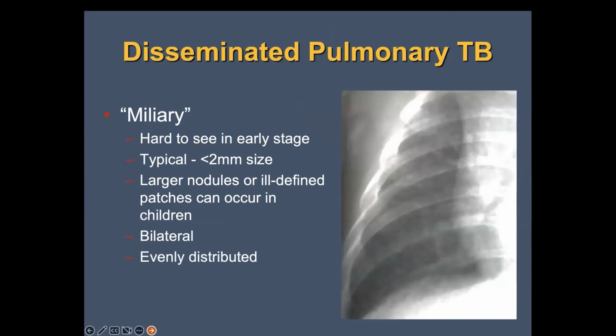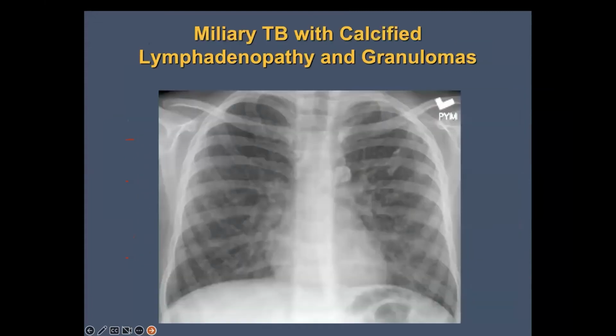Disseminated TB is quite common, particularly in young children under the age of 5 or in immunocompromised patients. It can be pretty hard to see in the early stages because the miliary nodule traditionally is less than 2 millimeters in size. That's the size of a millet seed, which is why they call it miliary. But be aware that in children, sometimes the nodules can actually be larger than millet seeds, so that you can have more nodular or ill-defined opacities that are still related to miliary disease. It's usually bilateral. It's usually evenly distributed throughout the lungs, as you can see in this patient.